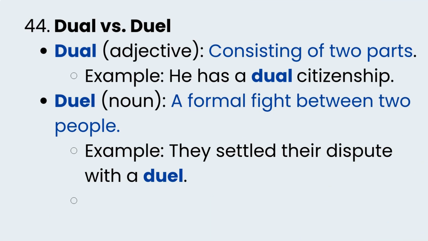44. Dual versus duel. Dual, adjective, consisting of two parts. Example: he has dual citizenship. Duel, noun, a formal fight between two people. Example: they settled their dispute with a duel.